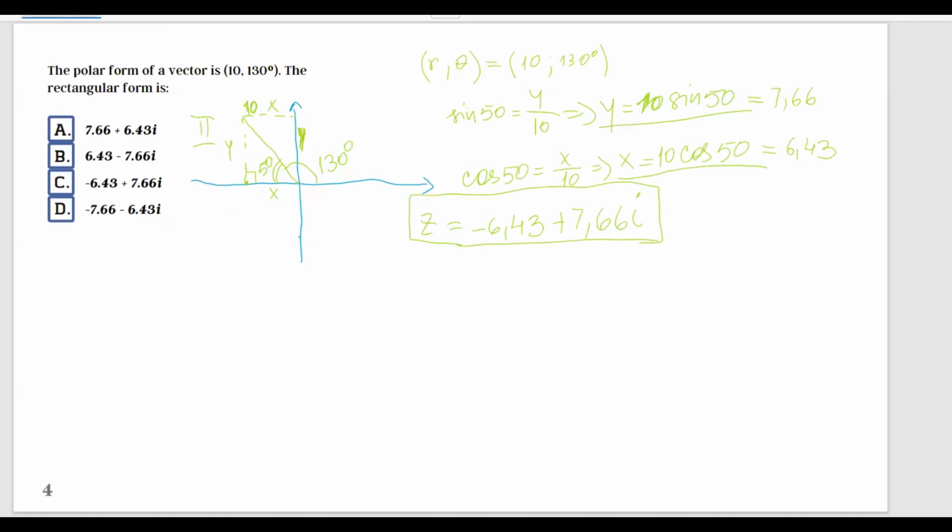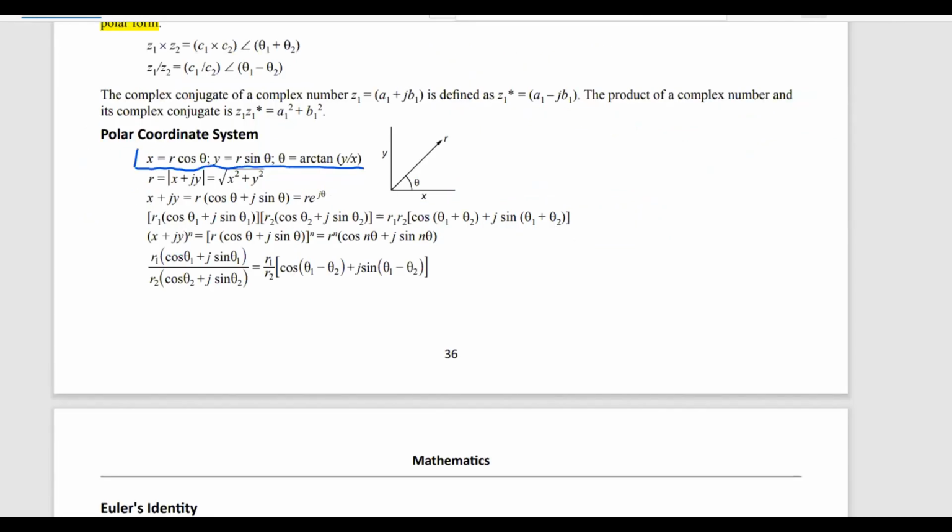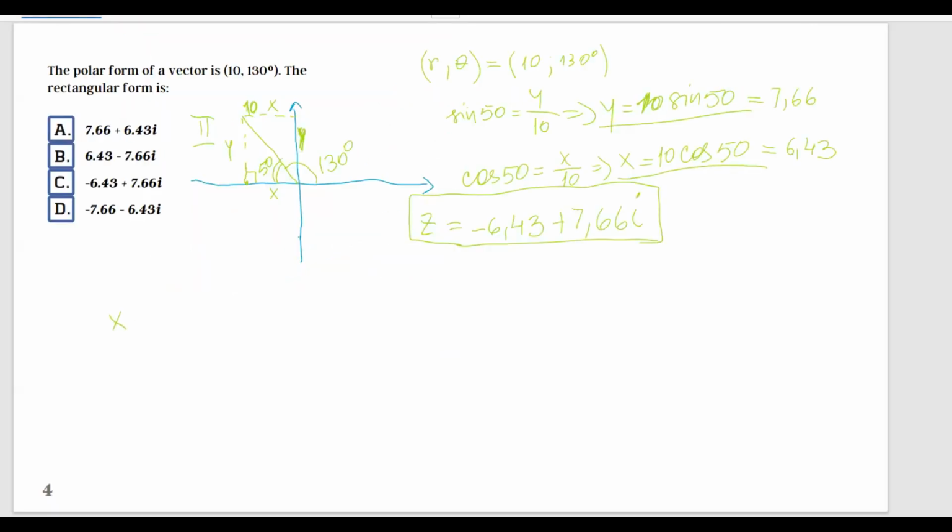If you want to just go ahead and apply the formulas from the FE handbook, they're going to tell you x equals r cosine theta, and y equals r sine theta. If you just substitute, you're going to get 10 cosine 130, and here you're going to get 10 sine 130. Let's see, 130 cosine 10 multiplied. When you do that, you automatically get the value, which is minus 6.43. And for y, we have 130 sine 10 multiplied, and for y you get 766.